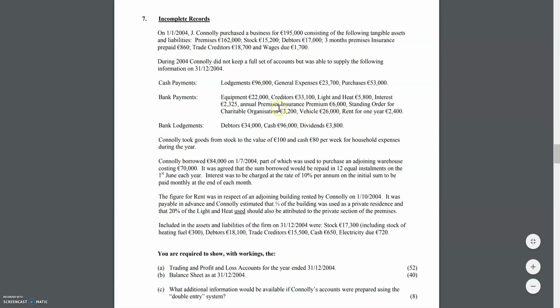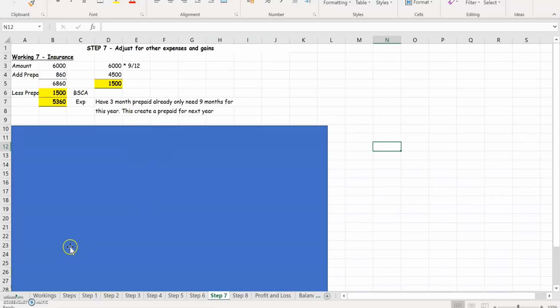So we see here we've got insurance paid 6,000. We've prepaid 860. So we can find out how much is prepaid for the next period. Then we're also going to have to look at the wages due. So the wages due are going to be part of your general expenses. Then we have light and heat. So light and heat due. And we also have rent. So we have 4 extra adjustments that we need to put in here as part of step number 7.